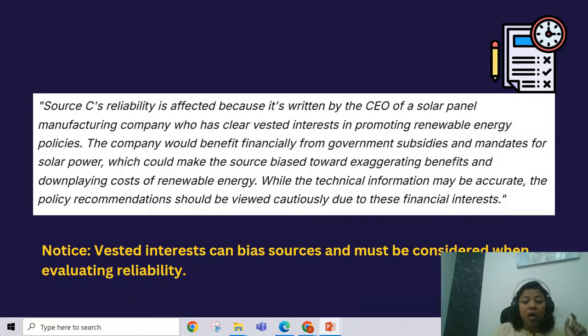Now the last sentence is: while the technical information may be accurate, the policy recommendation should be viewed cautiously due to these financial interests. While the presence of renewable energy is good for the globe, the policy recommendation, the pricing, things like that should be viewed cautiously due to the financial interest of whom? The vested interest of the CEO of the solar panel manufacturing company.